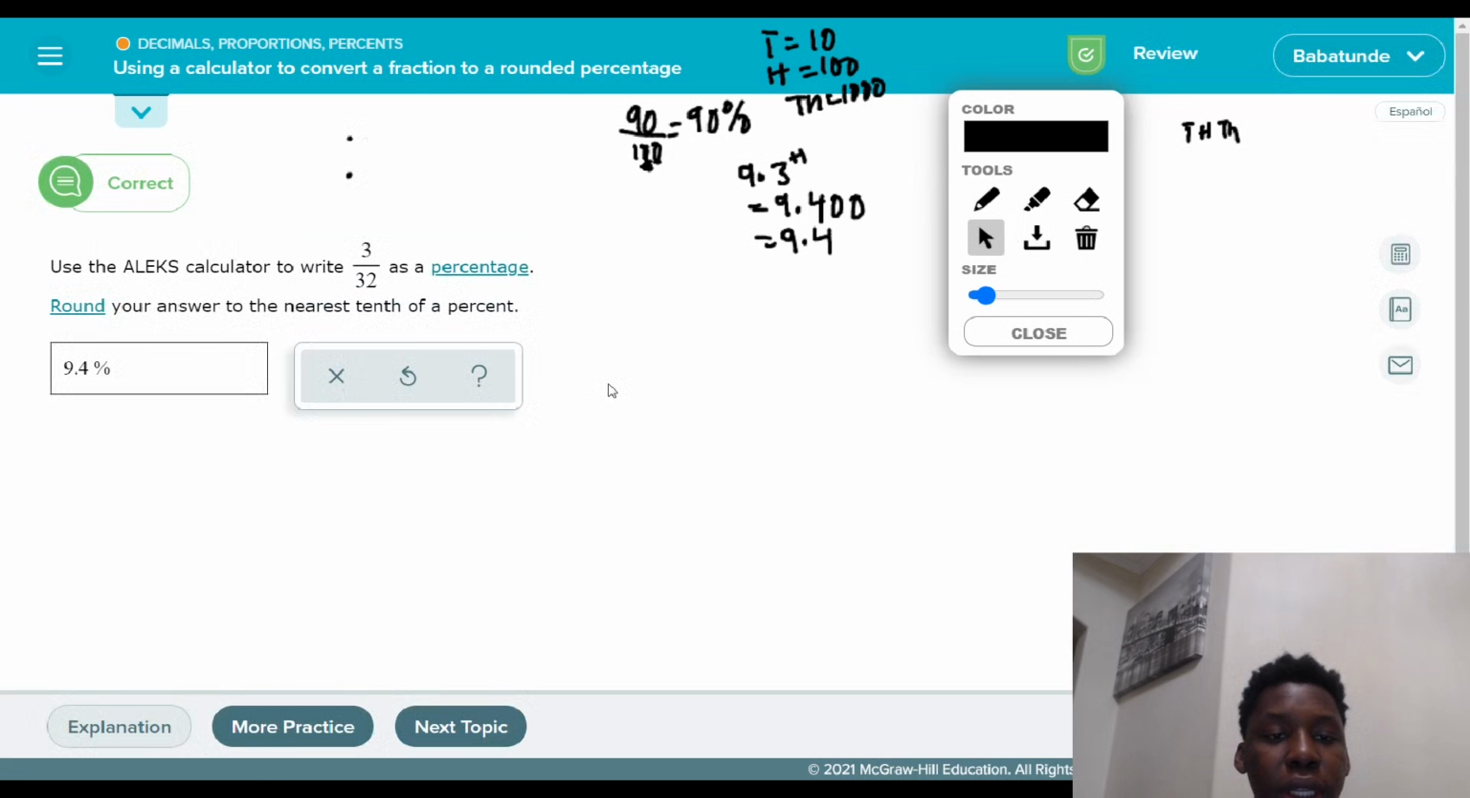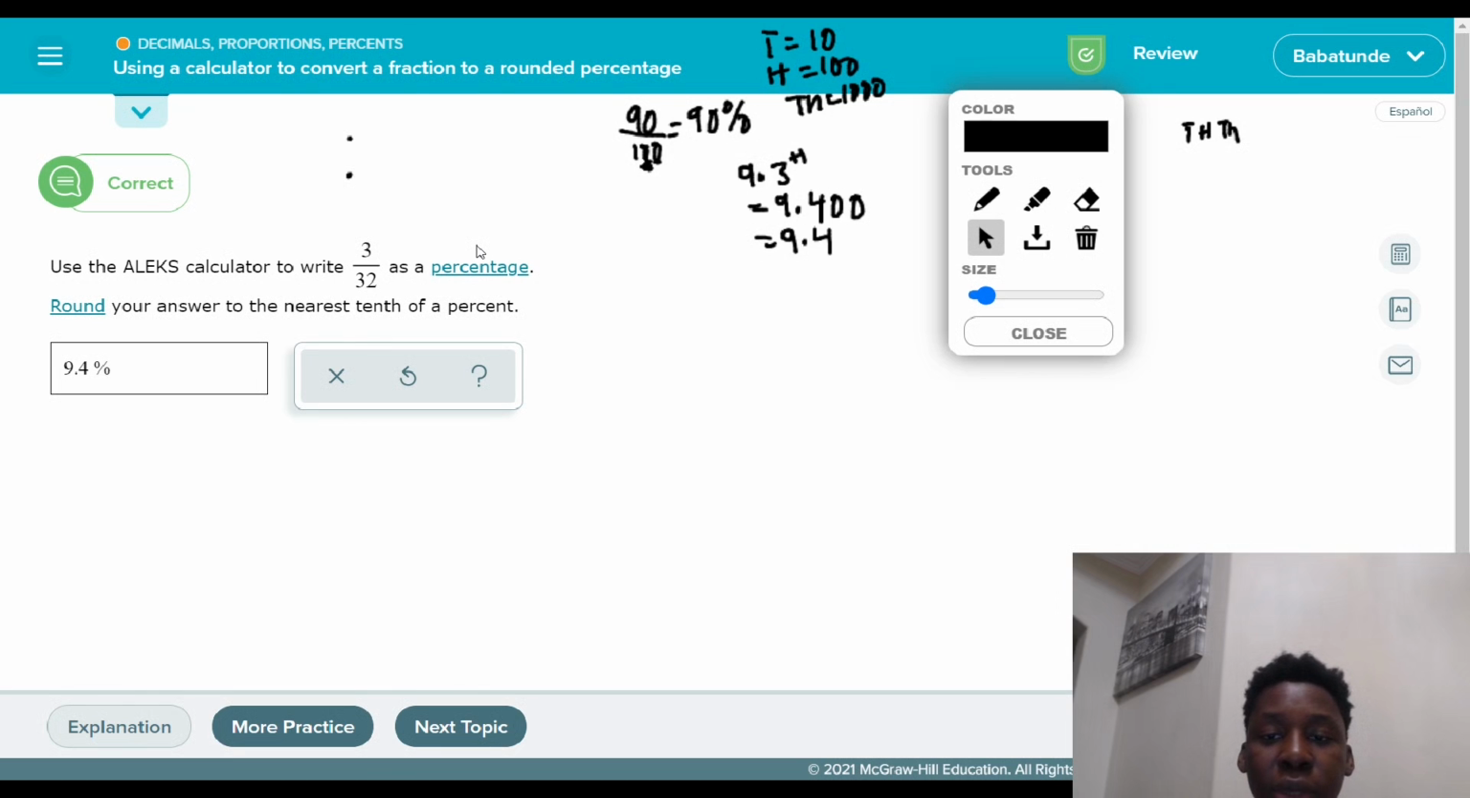Let me run through it again. The first step I took was to divide the fraction that was given, which was 3 over 32, and I got 0.09375. Then, in order to convert it to a percentage, I multiplied by 100, which gave me 9.375. And that 9.375, I had to round to the nearest tenth of a percent.